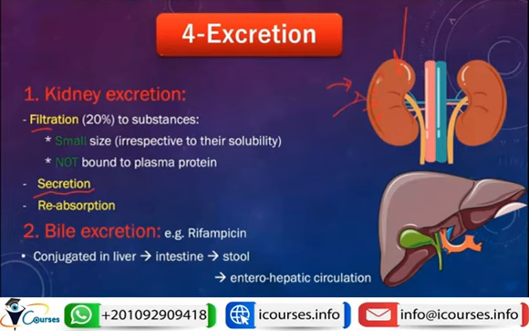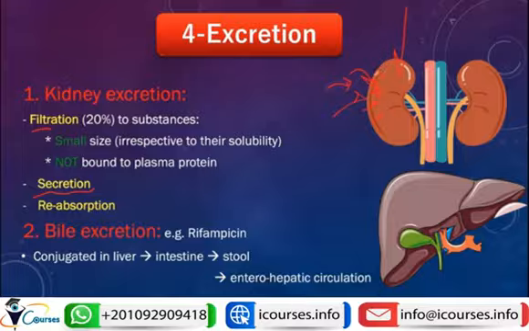So this active secretion, through the competition between the drugs, will cause some drugs to be excreted through the tubules into the urine stream immediately, without needing to be filtered through the glomeruli.